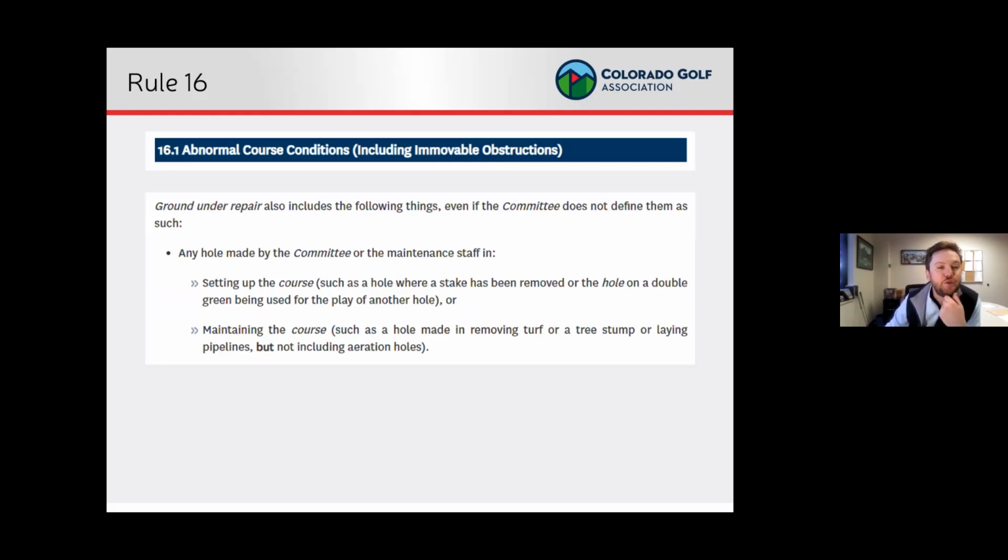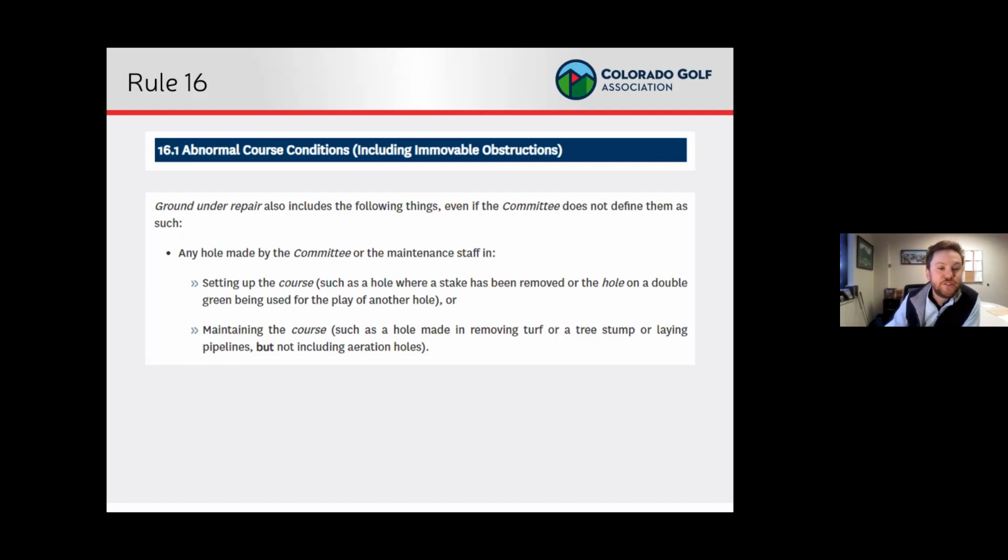It goes on to say, ground under repair also includes the following things, even if the committee does not define them as such. So if the committee misses something, or something just happens, let's say overnight of a competition, the rules still kind of bundle that into what I almost consider like a natural ground under repair. Nobody has to do anything for these to be ground under repair. They're just automatically ground under repair. The committee doesn't have to define them or pay attention. So if they crop up naturally, which you see they might in some of these examples, then the committee's not going to be penalizing a player for not marking something correctly. It's already defined in the status here.